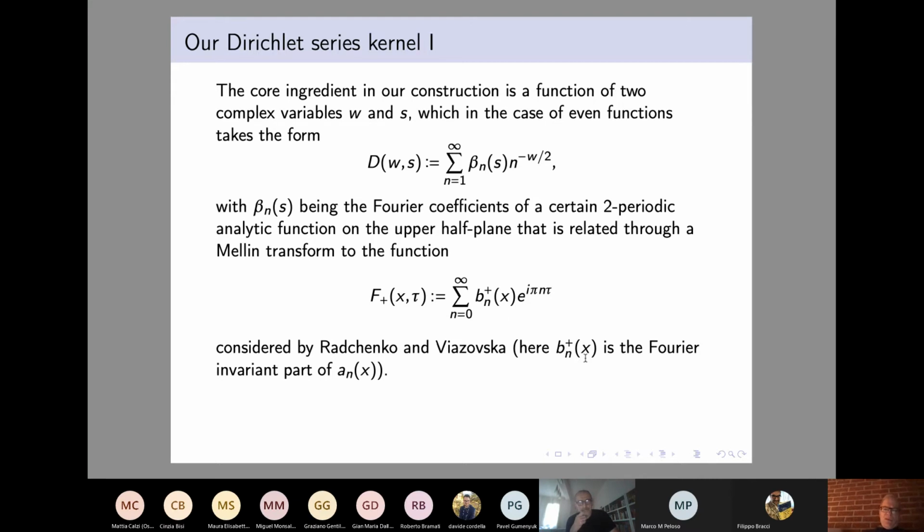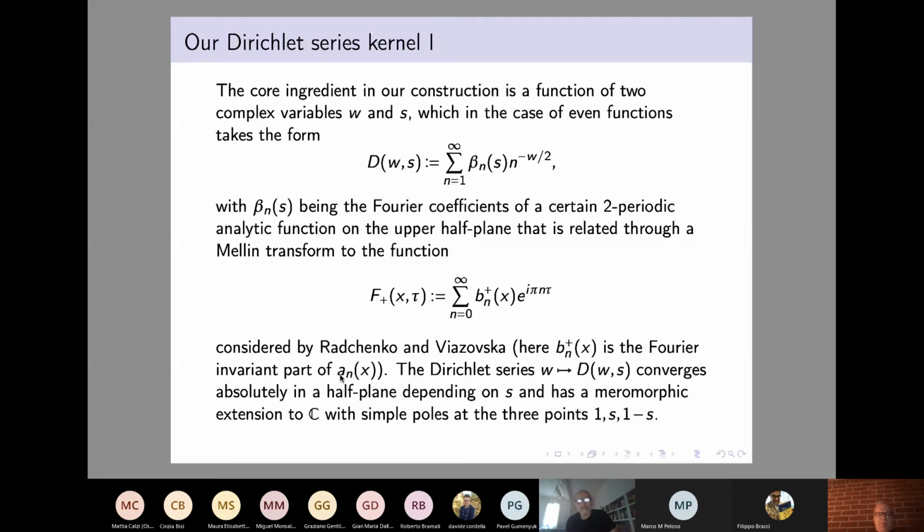Maybe that's enough to say. There are some small things here: the bn's are not quite the an's, but it is the Fourier invariant part of an. But it's basically the same thing. This Dirichlet series converges absolutely in a half plane depending on s, and has a meromorphic extension, just as Zeta does, with simple poles at 1 plus s and 1 minus s.